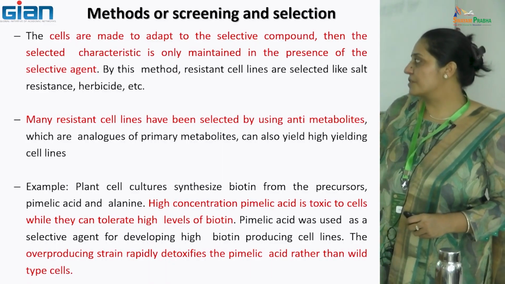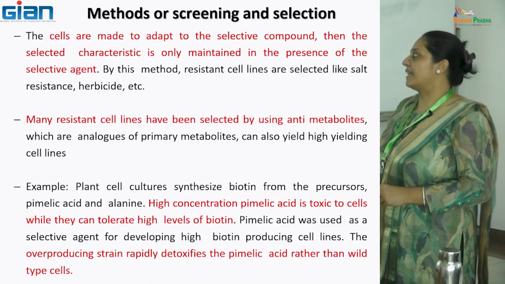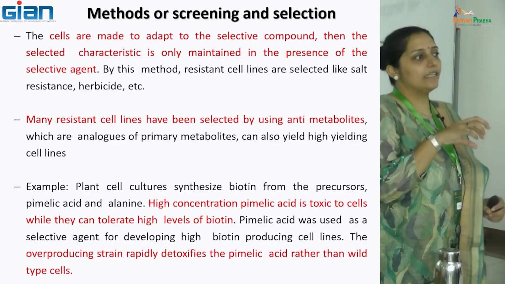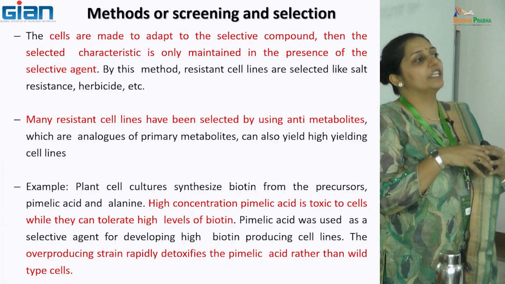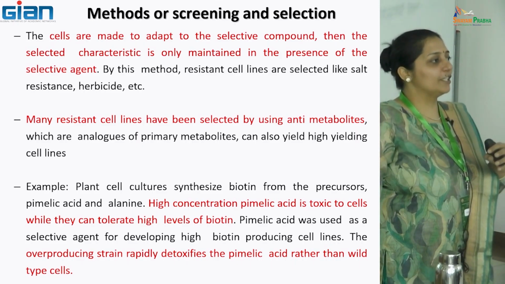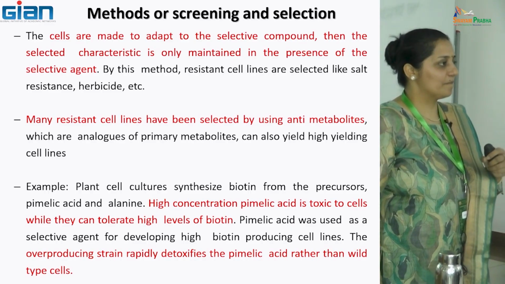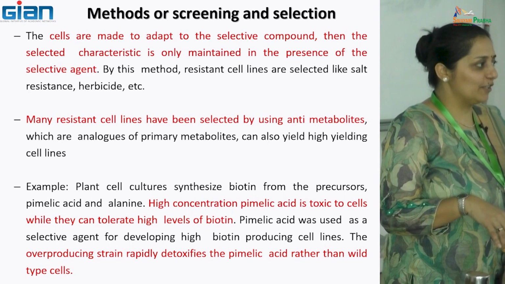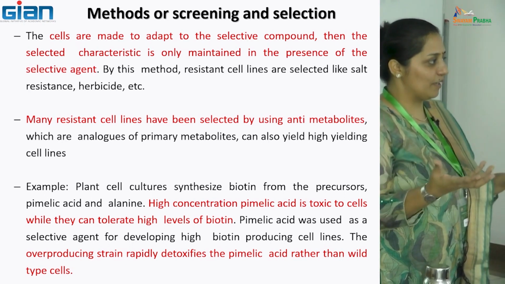What strategy was used is that high concentration of pimelic acid can be toxic to the cells. Now, one of the ways for cells, if they have that capability to protect themselves, would be to quickly take it and metabolize it into the end product. So that gives you a logic that if you add that as a stress inducer, the cells which are able to survive will possibly be higher biotin producing cell lines.